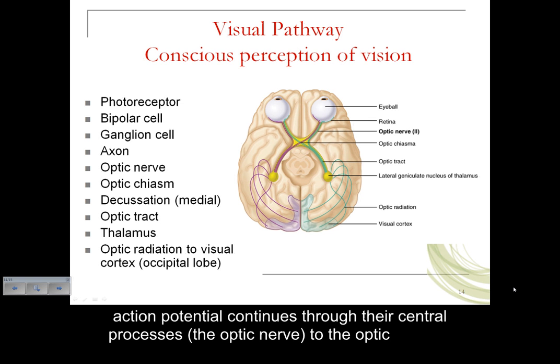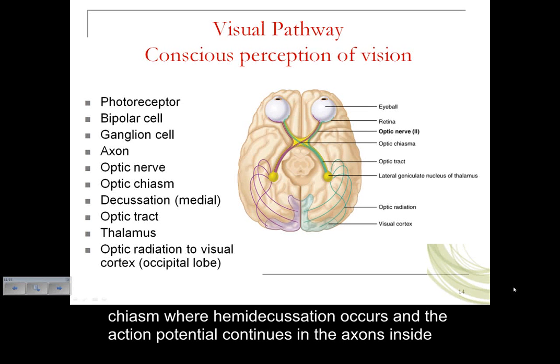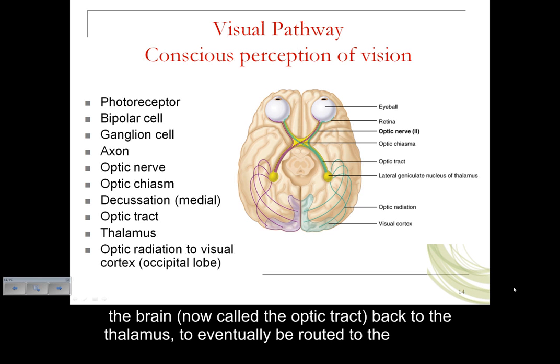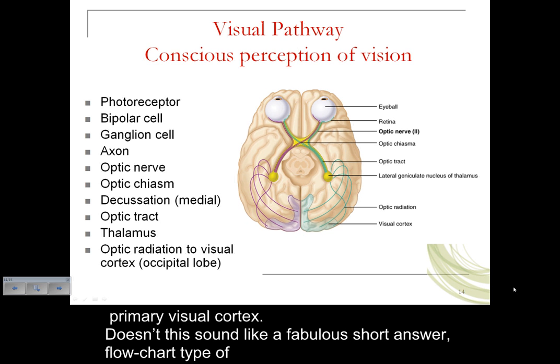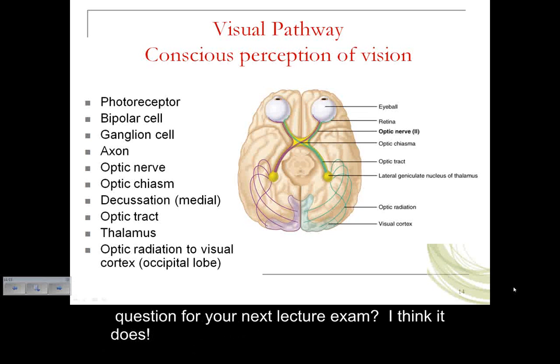where the action potential continues through their central processes, called the optic nerve, to the optic chiasm, where hemidecussation occurs, and the action potential continues in the axons inside the brain, which is now called the optic tract, back to the thalamus, to eventually be routed to the primary visual cortex. Doesn't this sound like a fabulous short answer flow chart type of question for your next lecture exam? I think it does.